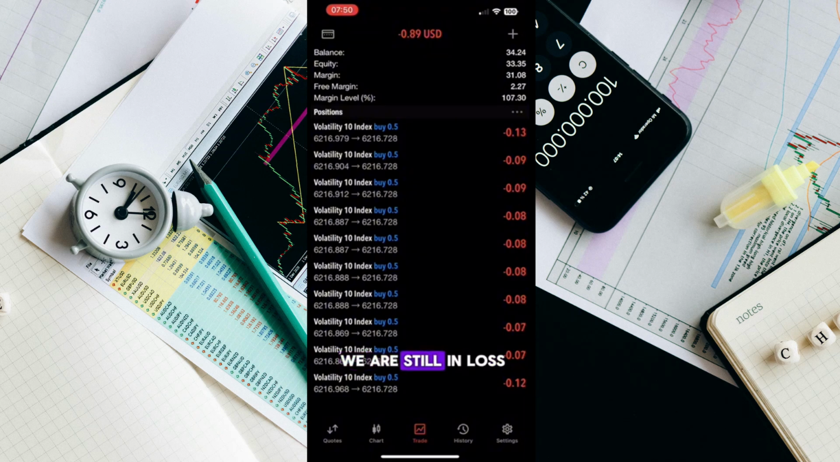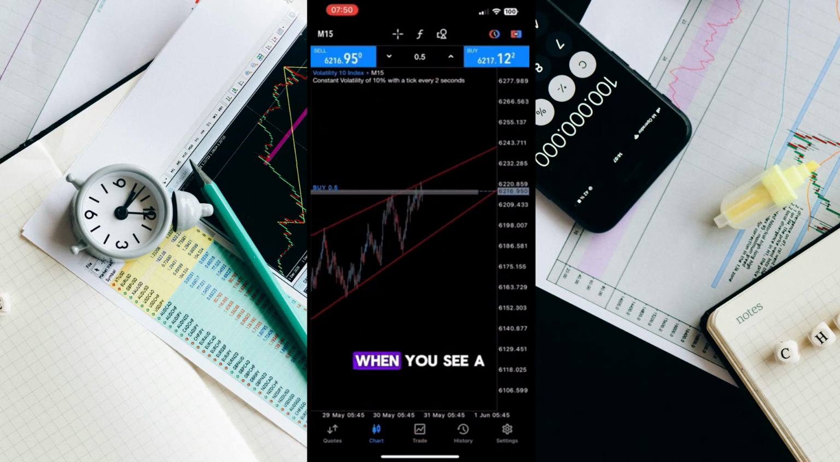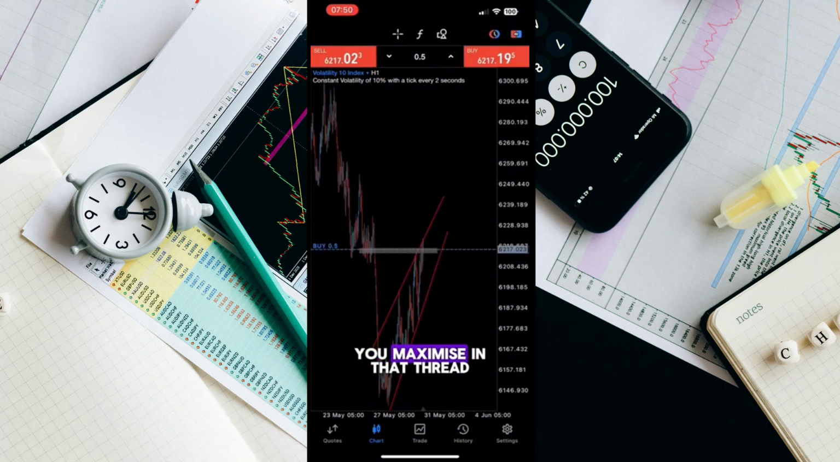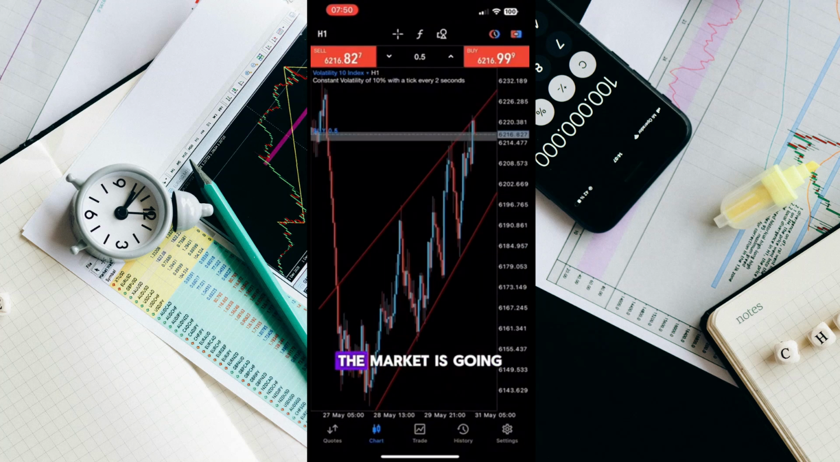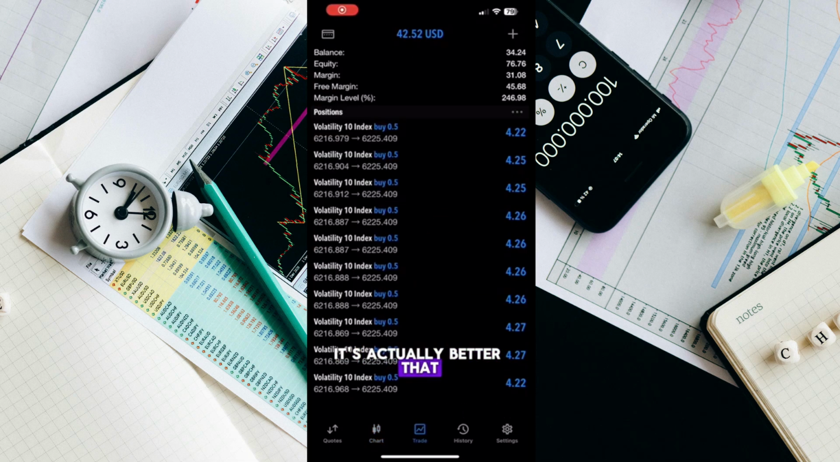As you can see, we are still in loss. Let's just wait for it. While we were waiting, the first advice that I have for you today is, when you see a trade that you're confident in, please make sure that you maximize in that trade, because obviously the market is going to beat you sometime. So it's actually better that you collect a lot of profit when you have the chance.